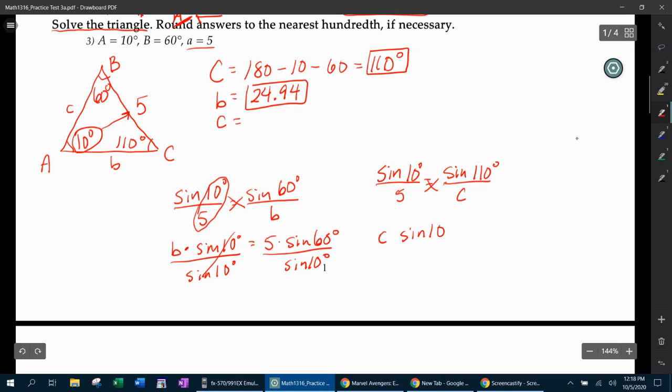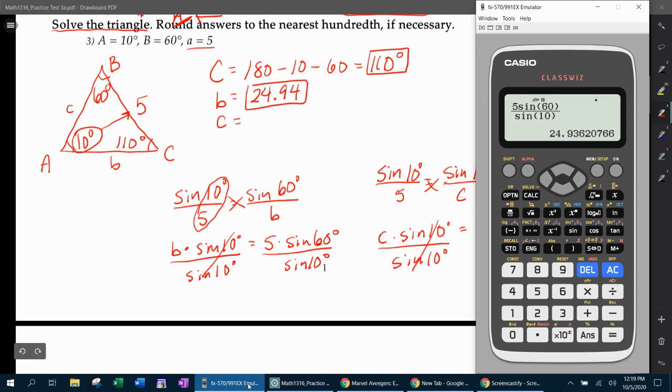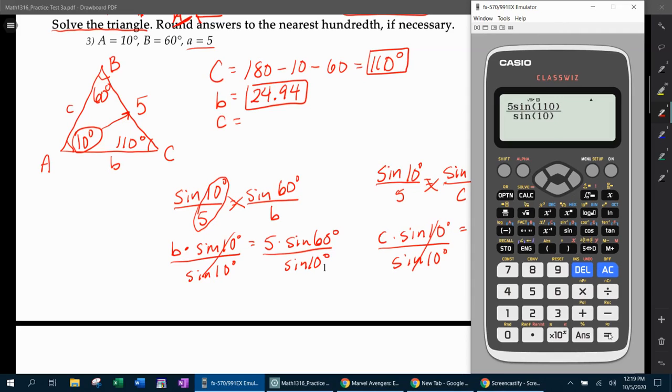c times sine of 10 equals 5 times sine 110. Divide by sine of 10. And we're going to have to button push that. All right, so I'm going to use my little back arrow here to make it a little bit easier. Sine of 110 divided by sine 10. And survey says 27, remember to the nearest hundredth, 06.